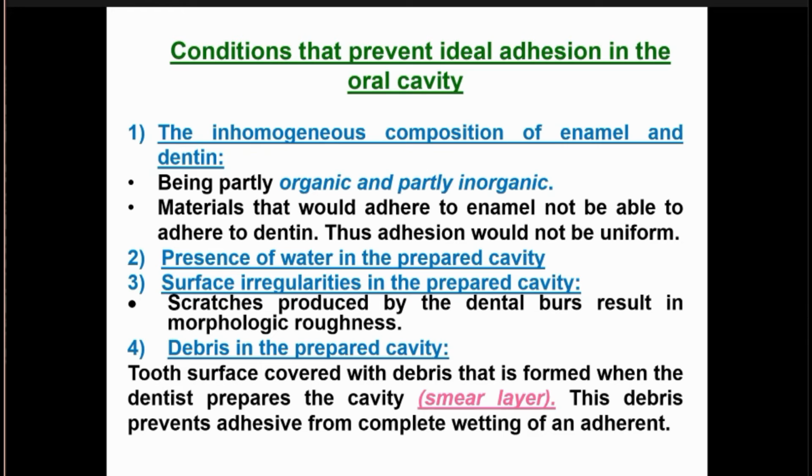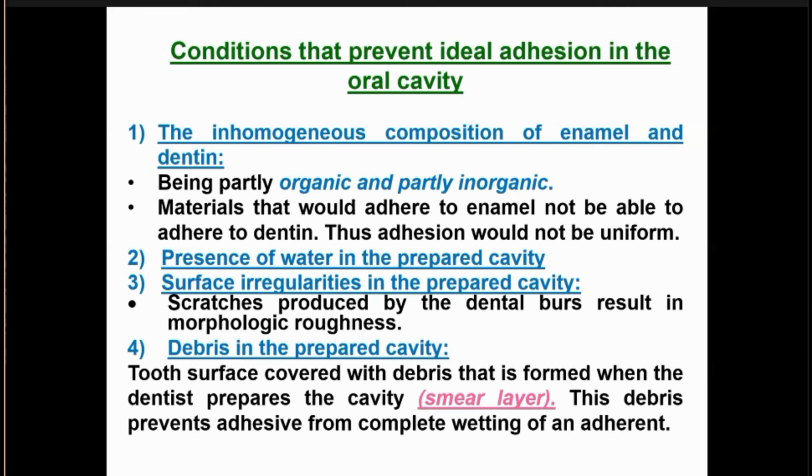Similarly, debris in the oral cavity. What debris do we get in the oral cavity? As we all know, plaque. If plaque is there, it will act as a contamination and it will prevent adhesion. Similarly, when we grind enamel or dentine, especially the dentine, we get a layer of organic matrix, which is called smear layer. This smear layer is contamination, so it prevents adhesion or even wetting of the surface. Which means we have to remove this smear layer, otherwise we will not get good adhesion.